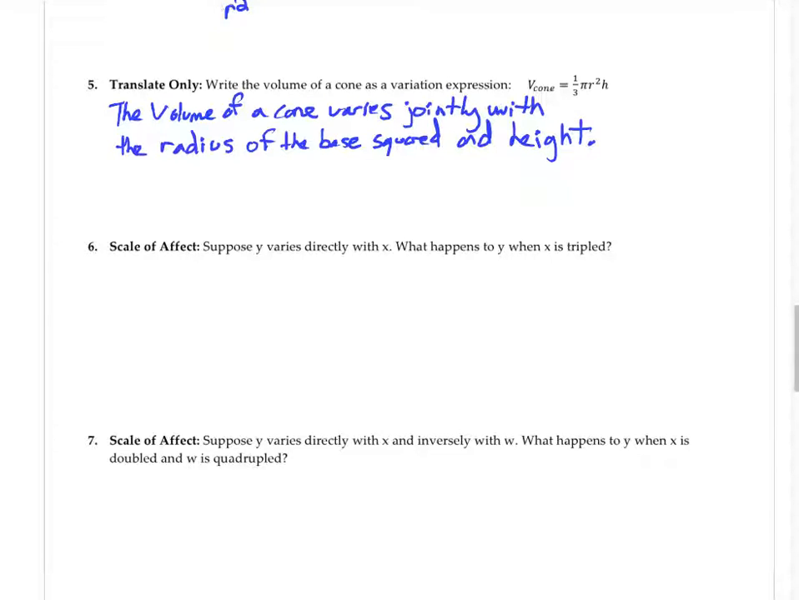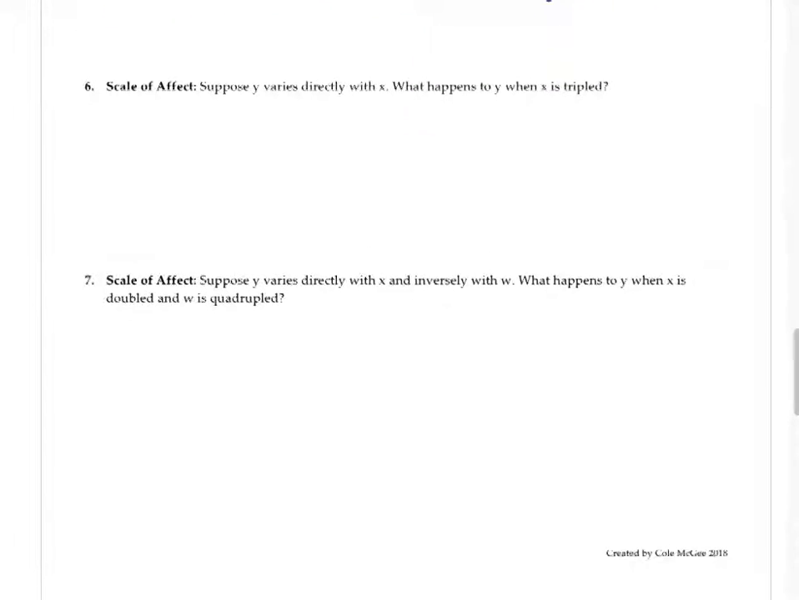Now, if you're like, what about the 1/3 and the pi? You know, this stuff right here. Well, I mean, that's a constant, right? A third is a number and pi is a number. Those aren't variables. So the only thing you could do is say that this varies with a constant of variation of 1/3. So, you know, k here is 1/3 pi. Those are both the constant of variation. They aren't anything else. All right, two last problems.